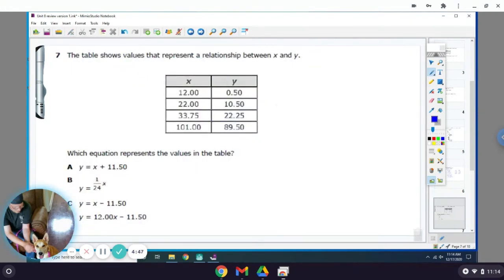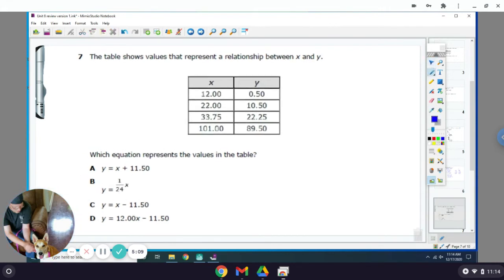Okay, 7. The table shows the values that represent a relationship between X and Y. So when X is 12, Y is 50 cents. Then when X is 22, it's 10.50. What you can do is take these answer choices and plug them in. So when X is 12, you should get Y as 50 cents. So Y here, 12 plus 11.50 comes out to 23.50. That's not the same Y, so this is wrong.